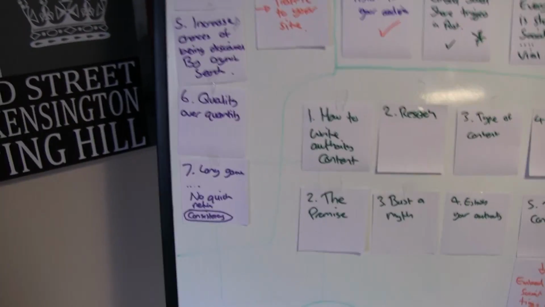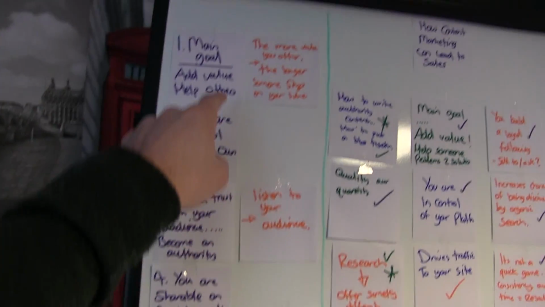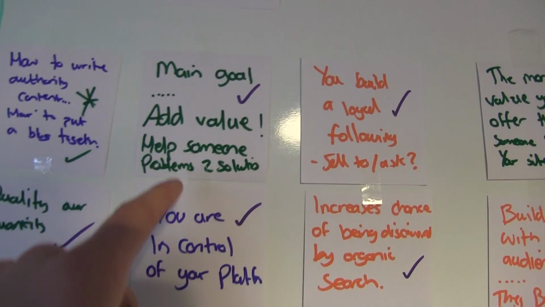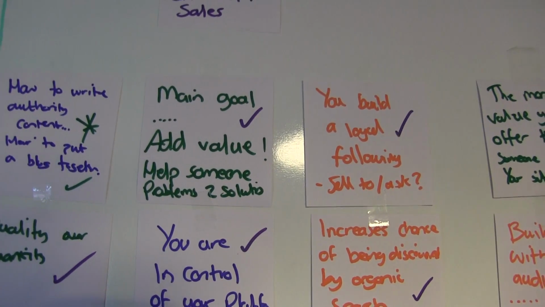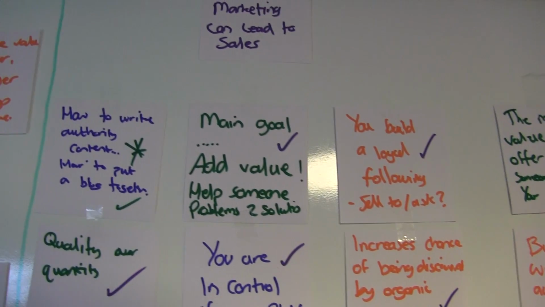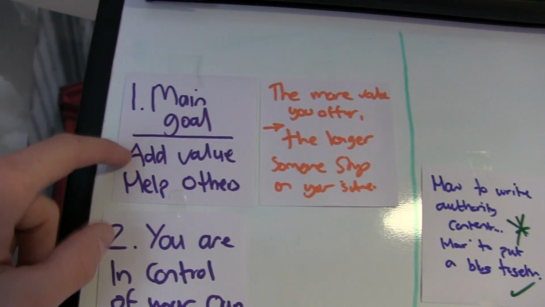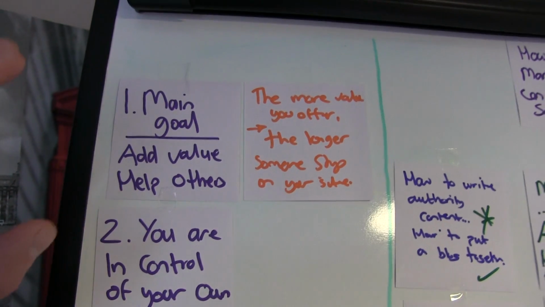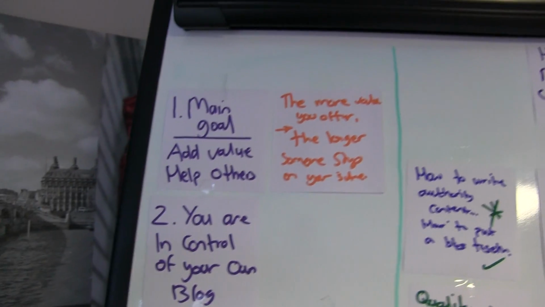You can see it on the left hand side now from this point here, point 1 all the way down to point 7. These points are exactly the same as here. So you can see here, main goal, add value, help someone, problems to solutions. That's the main goal. That's what we want to do here. It's got a purple tick because that is the first point in my post. That's the first thing I'm going to outline to people because that is ultimately why we're doing this.